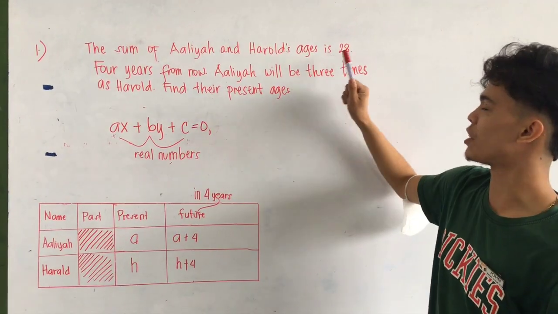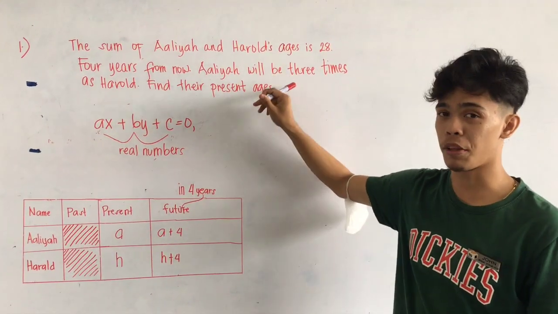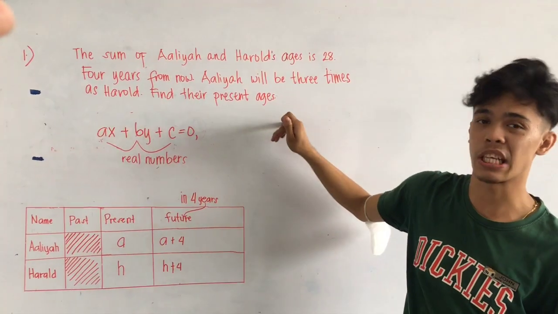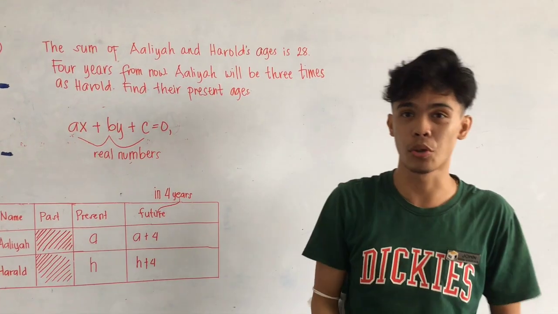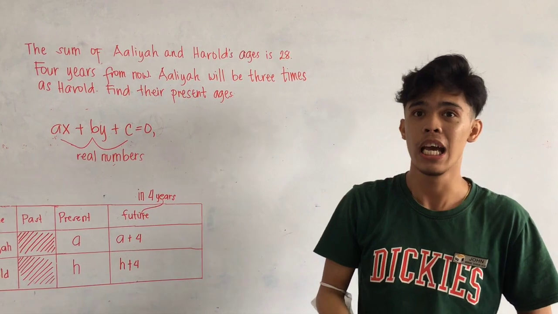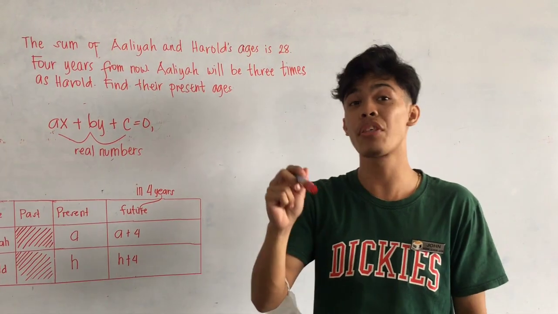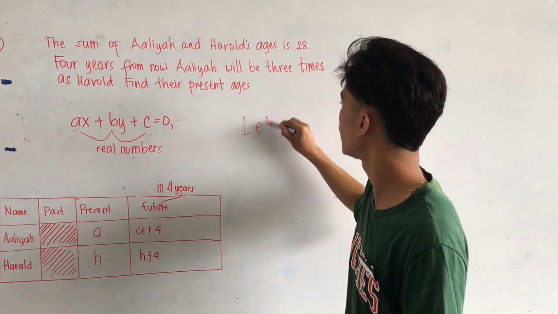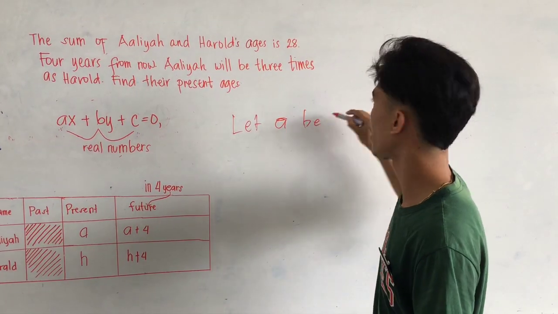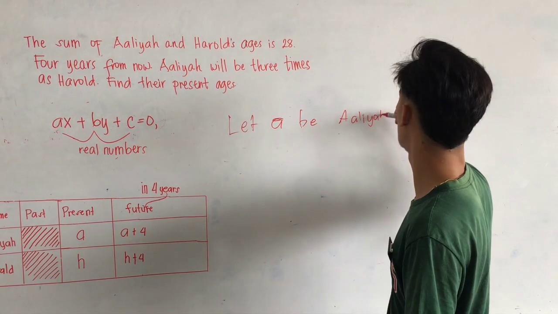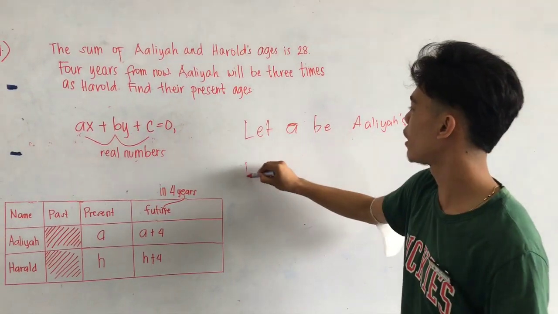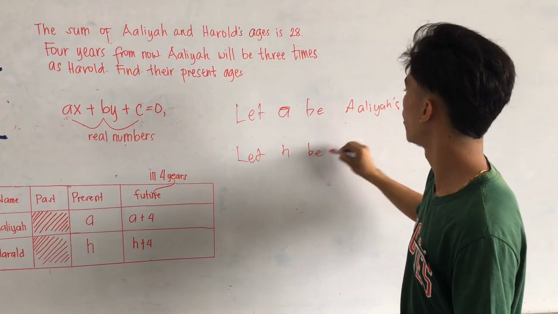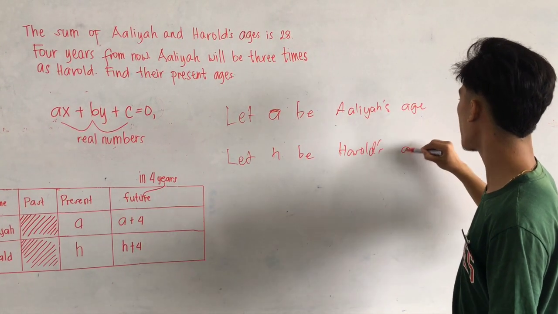The sum of Alaya and Harold's ages is 28. 4 years from now, Alaya will be 3 times as old as Harold. Find their present ages. So to find their present ages, neither Alaya nor Harold's age is expressed in terms of the other. So for this problem, we will be using more than one variable to represent the unknown values. To start, let A be Alaya's age, and let H be Harold's age.